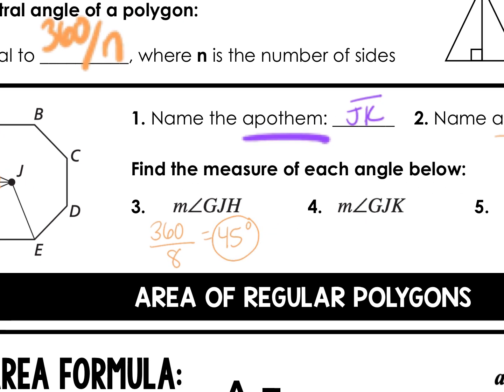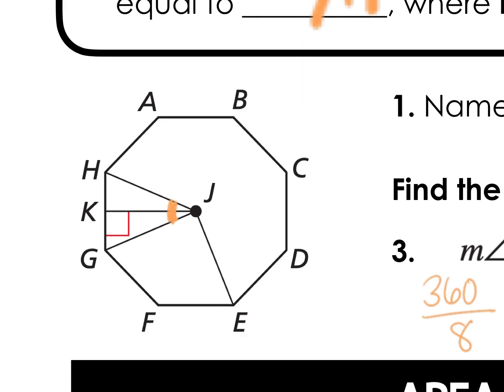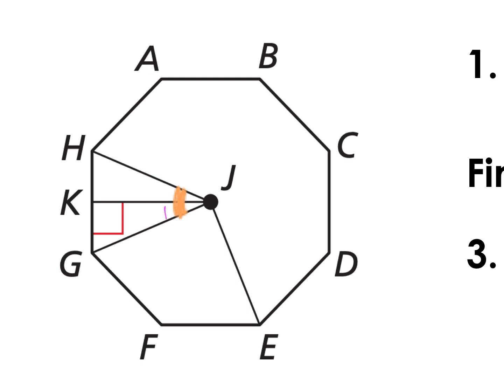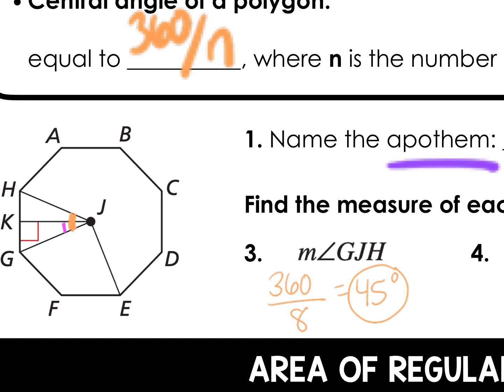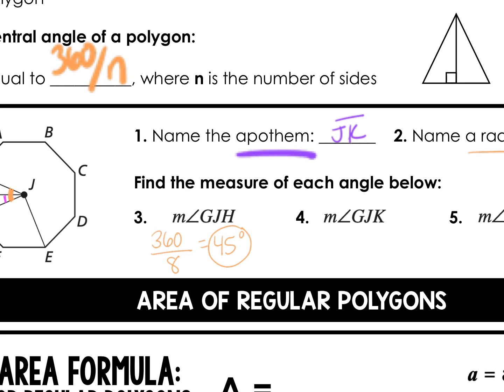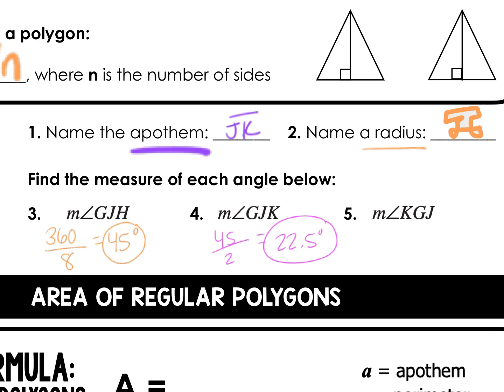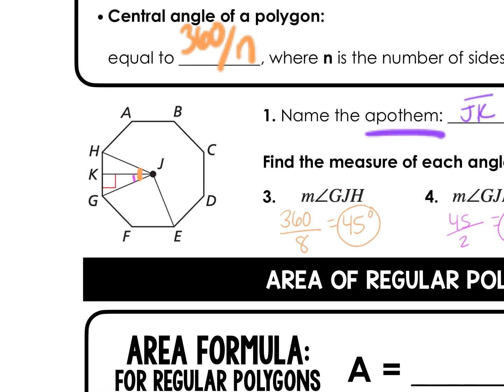The next one says the measure of angle GJK. Let's find that angle. Angle GJK is this angle right here. We can tell that that angle would be half of the orange angle. So it's just half of my previous answer. Oftentimes in this lesson, we'll find ourselves cutting that central angle in half because we want a right triangle, which I'll talk more about on the next page. But 45 divided by 2 is 22.5 degrees. And then the last one is the measure of angle KGJ. So KGJ.